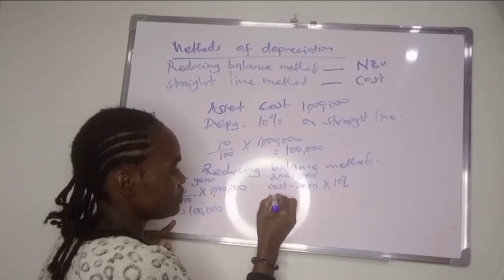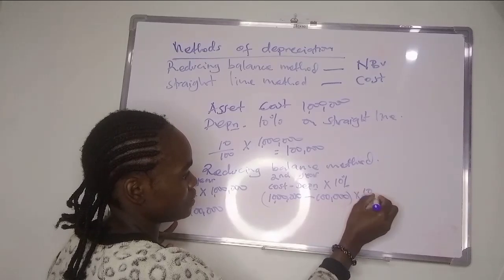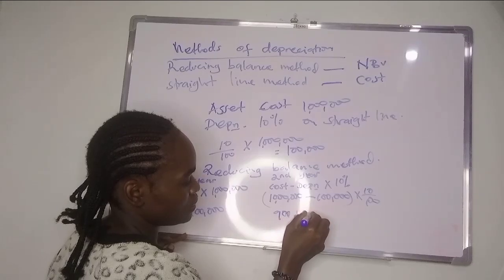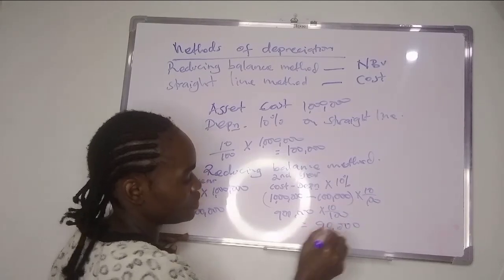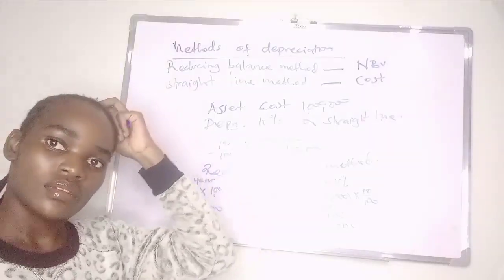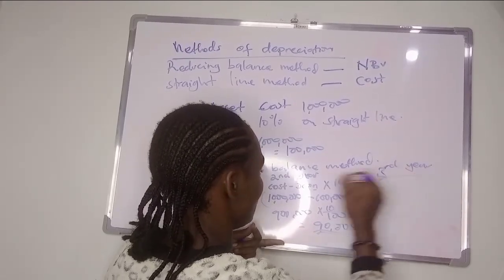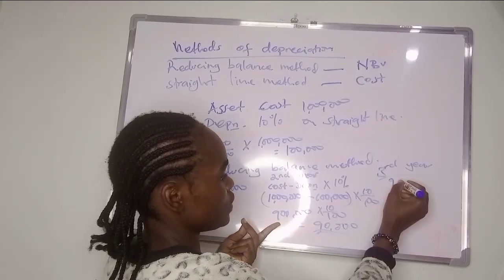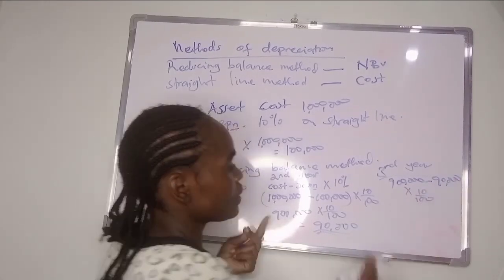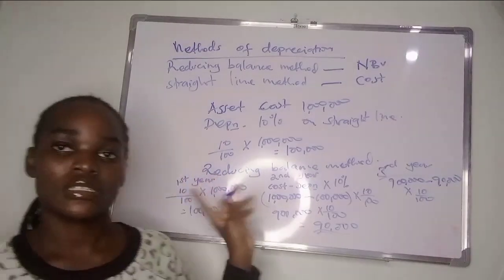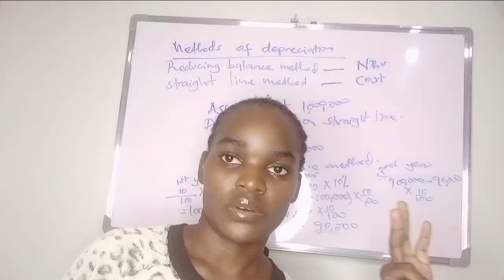So 1 million minus 100,000 in brackets, times 10 out of 100. So it's 900,000 times 10 out of 100, which is 90,000. So the depreciation for year 2 will be 90,000. Then for year 3, you get 900,000, the net book value, minus the depreciation, 90,000, then times 10%. So you keep on reducing. So for the reducing balance, depreciation is calculated on the net book value, but for the straight line, it is calculated on the cost, and it is the same for all the years.